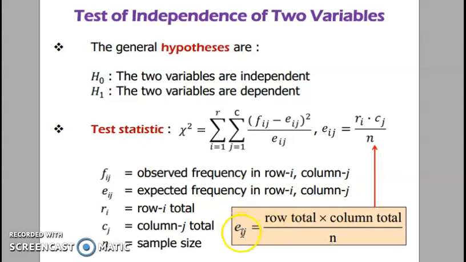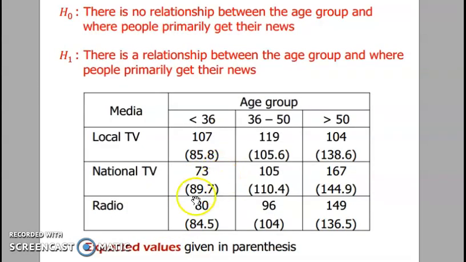So for E13, for example, which is row 1, column 3, we simply multiply the total in row 1 with the total in column 3, divided by n. So how do we get, for example, this 89.7 as the expected frequency for this cell? When we have 3 rows and 3 columns, we have 9 cells, so we need to calculate 9 expected frequencies.